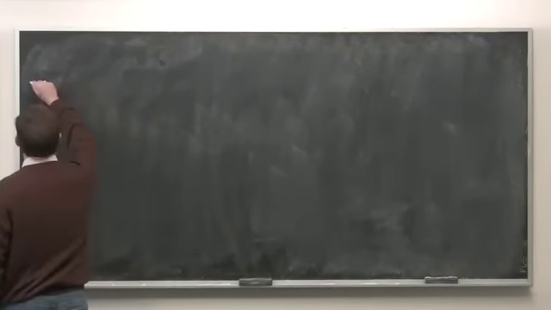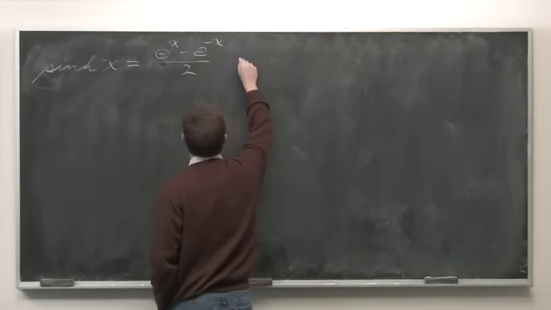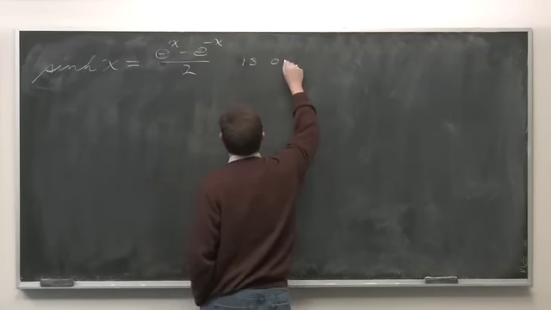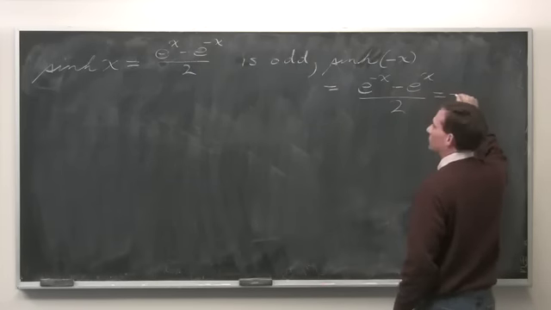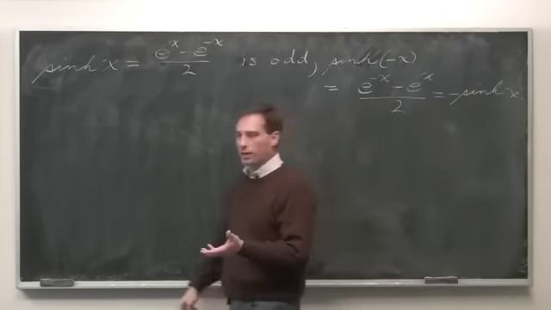So for instance, hyperbolic sine is an odd function, because if you take hyperbolic sine of -x, you replace that x by -x, you get e to the -x minus e to the positive x, over 2. But this is exactly the negation of that, so yes, this is negative hyperbolic sine of x. So yes, hyperbolic sine is an odd function.